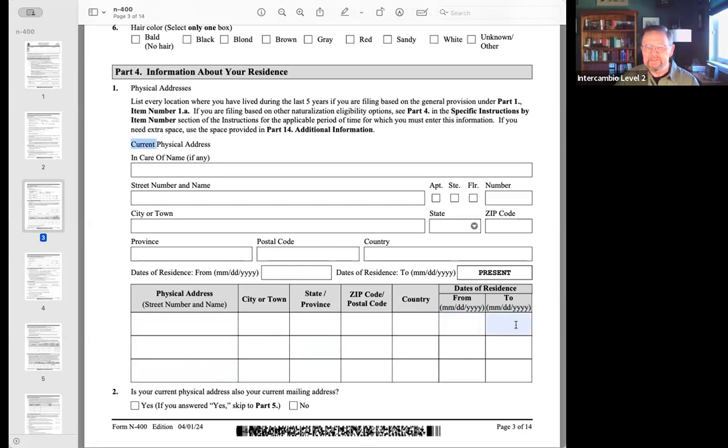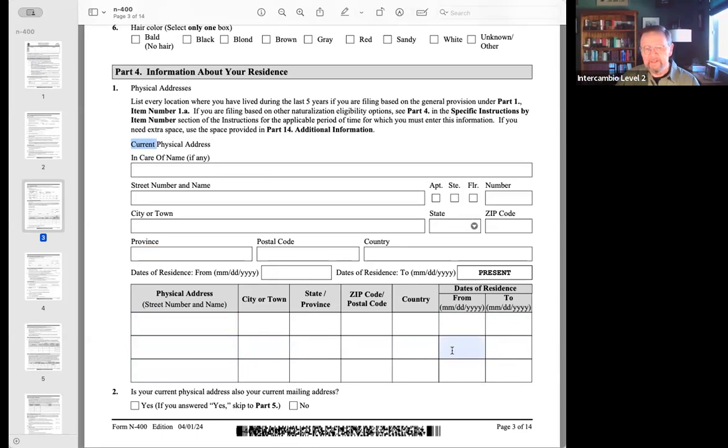And be very careful on these dates, from and to. This to date should be like the day before this one. And it should match so there aren't any huge gaps. When you move from one place to another, it's possible that there might be a couple of days where you're in transit. That's okay. But try to keep that gap on these residences as tight as possible.